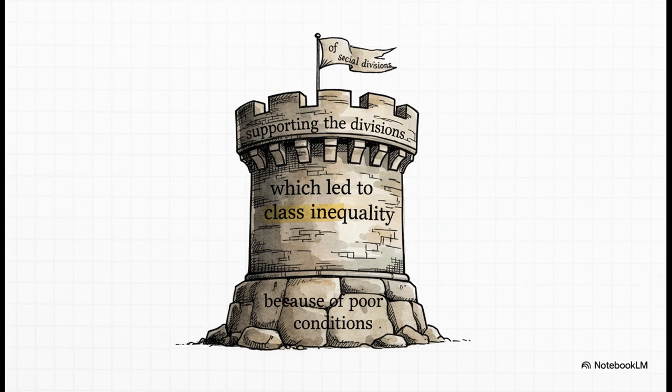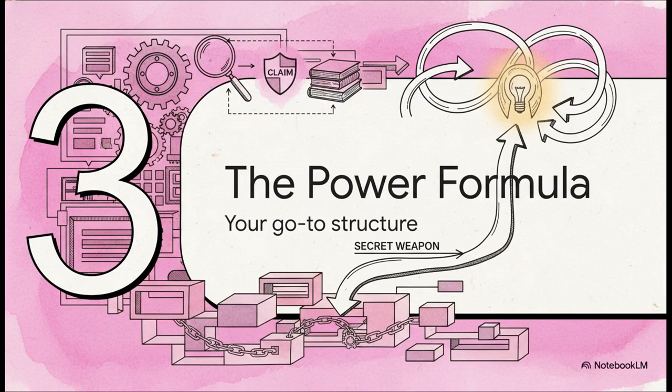It's not just a statement anymore, it's a fortress of logic. You've explained that low wages imply exploitation, which caused class inequality, which matters because it proves your claim about social divisions. See? Airtight. Now, that logical fortress wasn't built by accident. It follows a powerful and honestly pretty simple formula. Let's break down the one-sentence structure that is about to become your new best friend in writing.